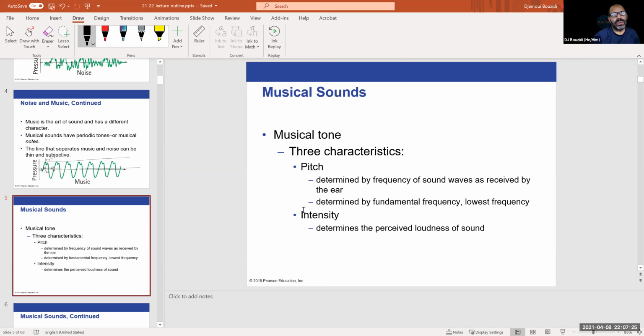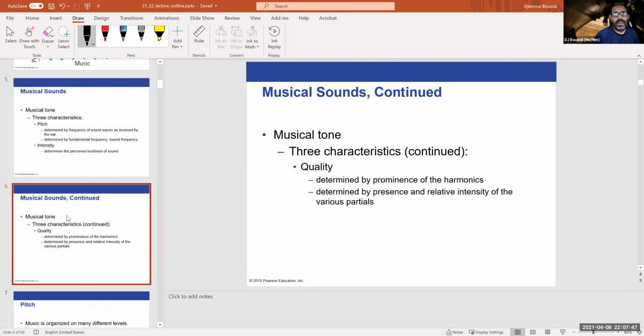So it's perceived, not the actual one. The intensity is how loud it can be from the source. But then as it propagates, it gets less and less with distance. Case in point, if somebody is a mile away and you try to call them, probably they will not be able to hear you. If they do, they must have very, very good hearing capabilities.